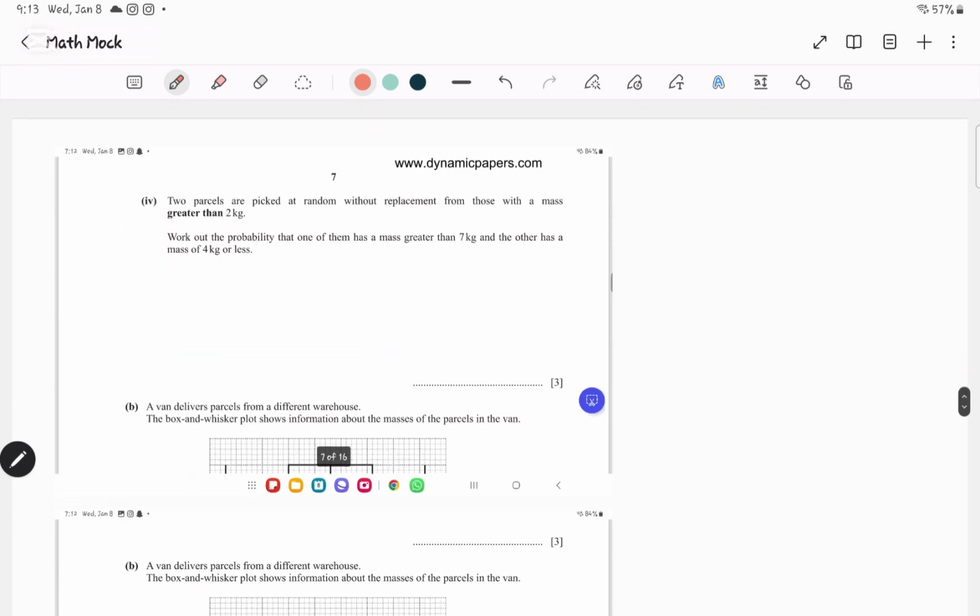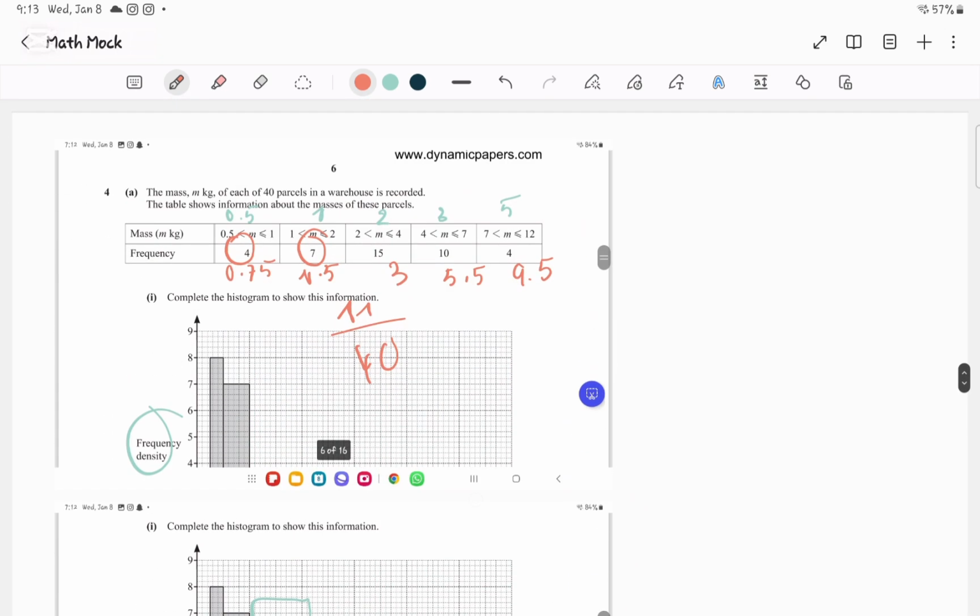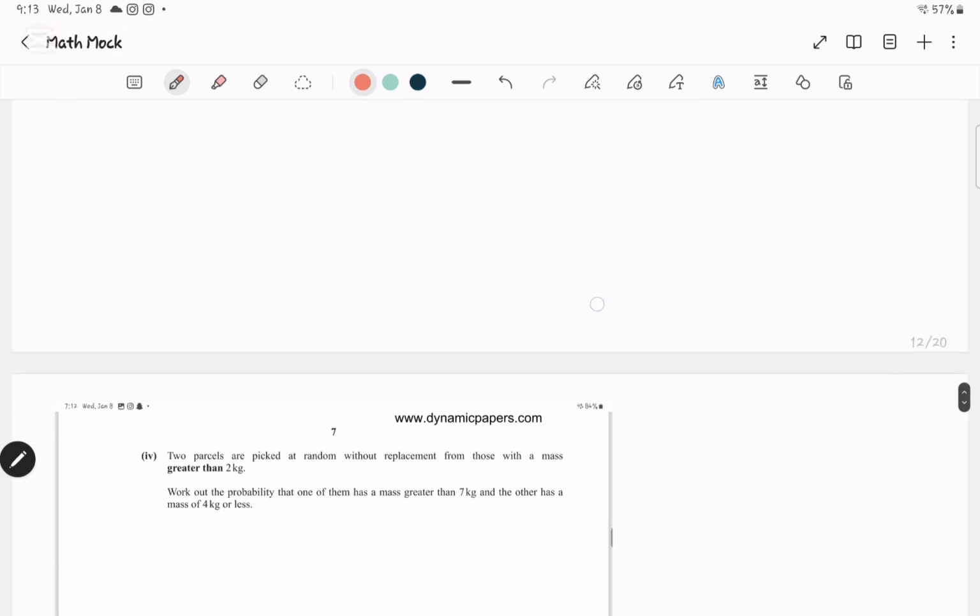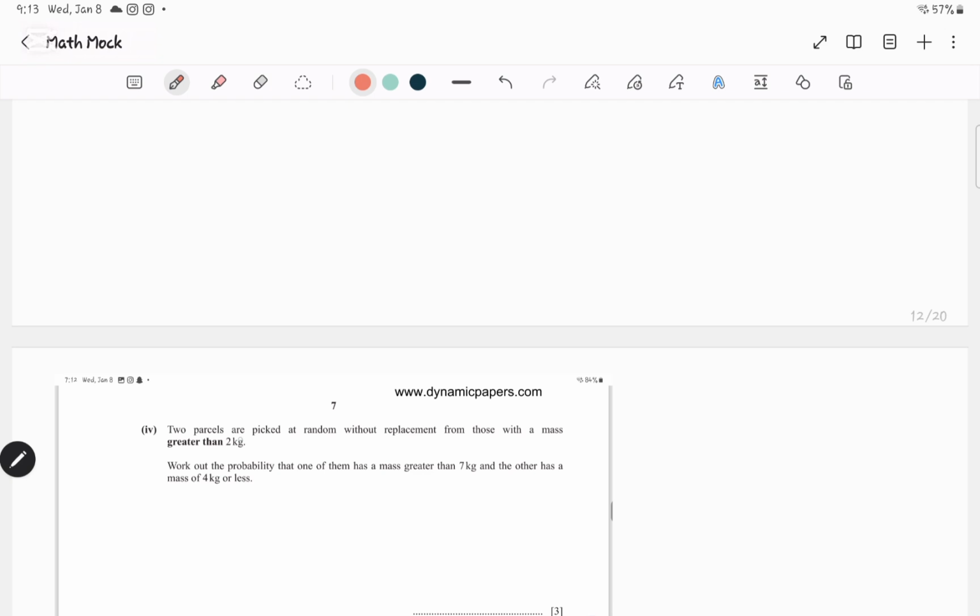Now, part iv: 2 parcels are picked at random, without replacement, from those with a mass greater than 2 kg. What is the probability one has mass greater than 7 kg and one has a mass of 4 kg or less? Now a mass greater than 7 kg is 4 out of the total, which is 40, multiplied by the probability of having 4 or less. So we have to also not forget that we have a condition over here, which is greater than 2 kg.